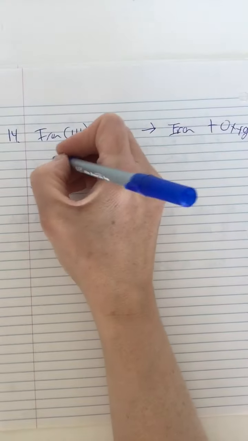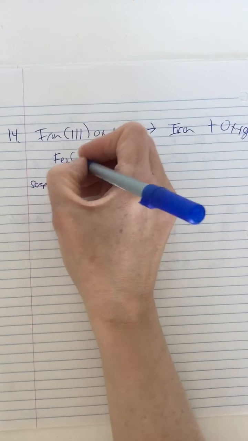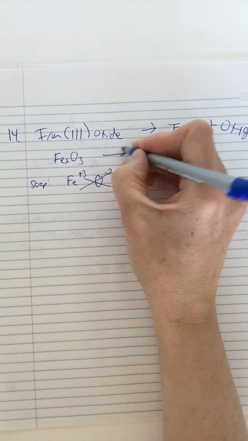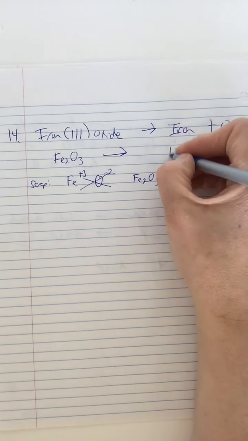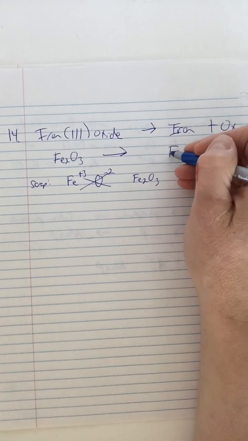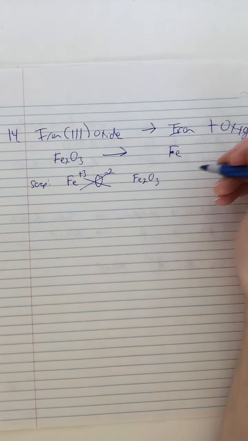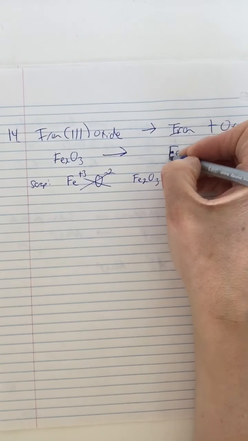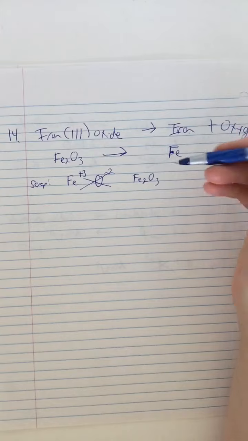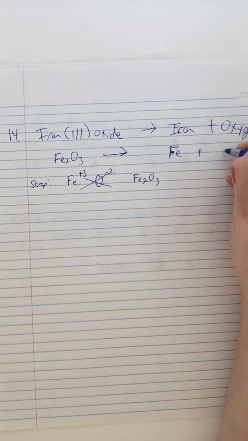Fe2O3. That's what iron 3 oxide looks like. Fe2O3 yields iron, which is just Fe, no charges. When you pick up a piece of iron off the ground, it's a metal, right? You pick it up, it's not charged. It's not like you get a shock from it. It's not a charged particle. It's just iron. Plus oxygen.